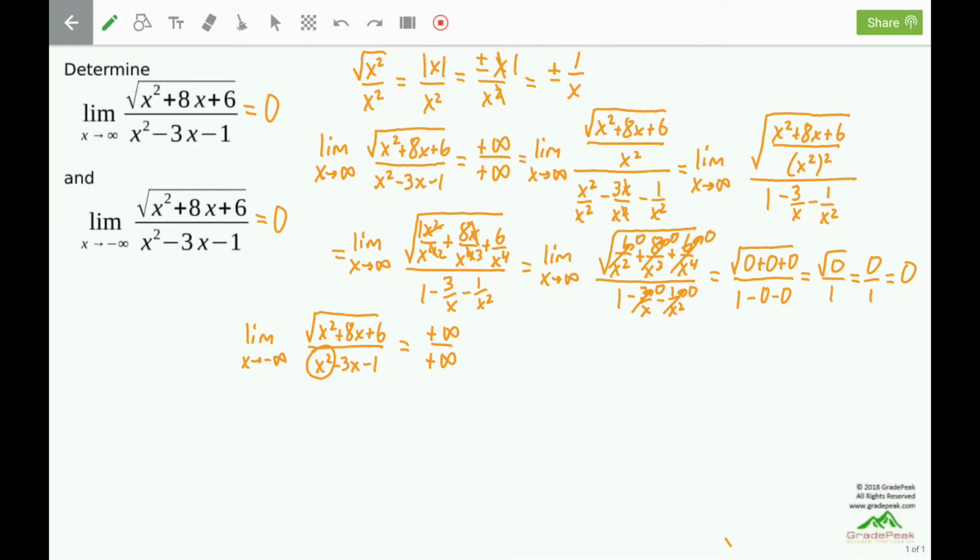However, since x is approaching negative infinity, and one of the highest power terms that's in the numerator here is under a root, instead of dividing by x squared, we will divide by a negative x quantity squared. The negative x quantity squared, negative squared is positive, and negative x quantity squared will equal the same thing as positive x squared, so we can divide by positive x squared.